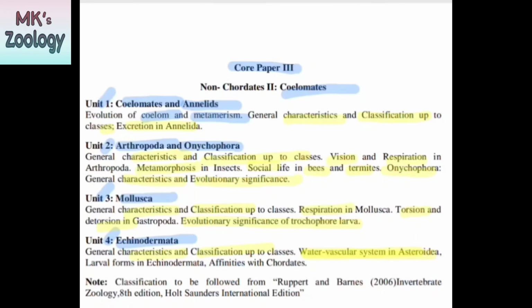Water vascular system means the excretory system. As you have studied in Porifera, the canal system is working as excretory system. Like that in Echinodermata, the water vascular system is working as excretory system. Then the next is larval forms in Echinodermata, and the next is affinities with chordates. As you know, the Echinodermata is the last phylum of non-chordates, so it has many similarities with chordates.